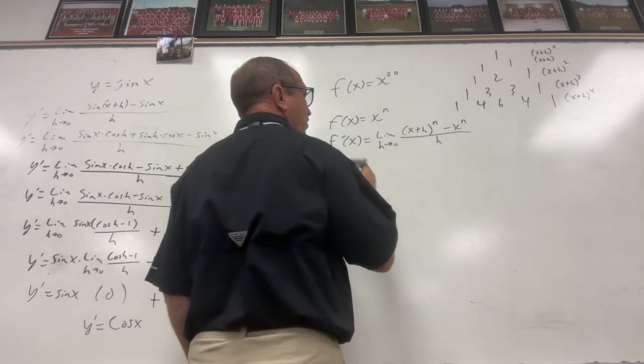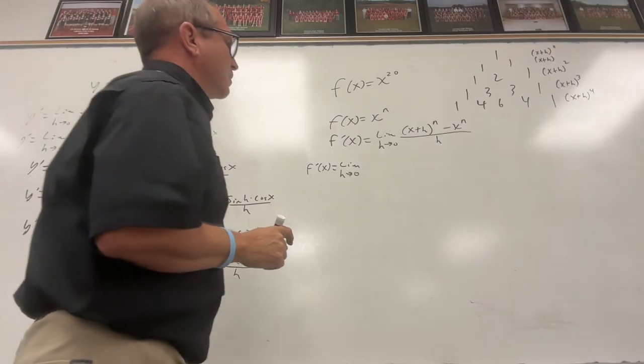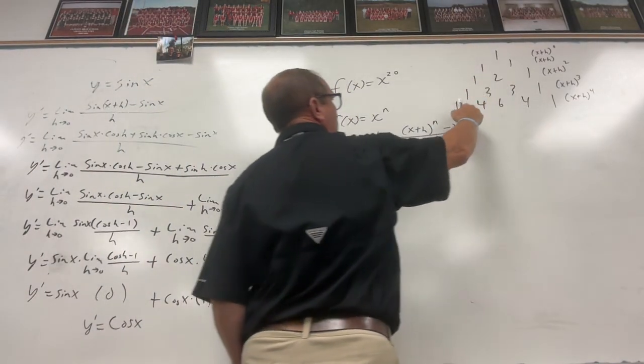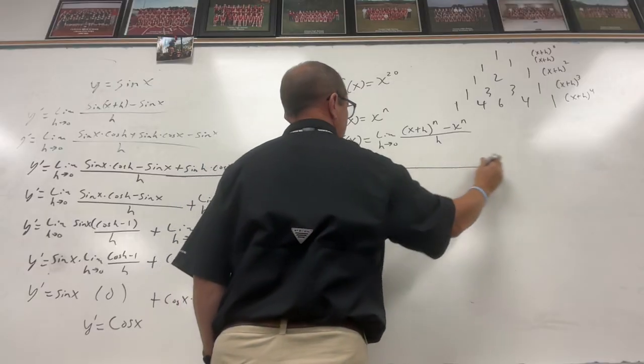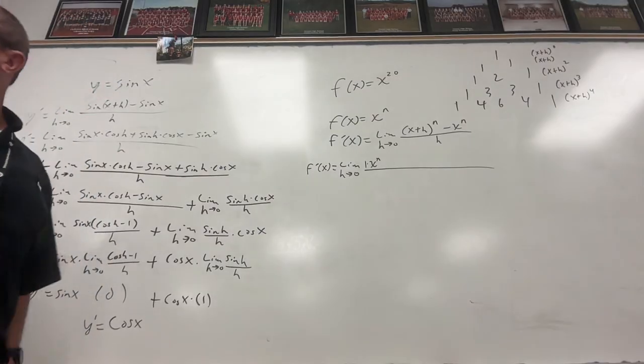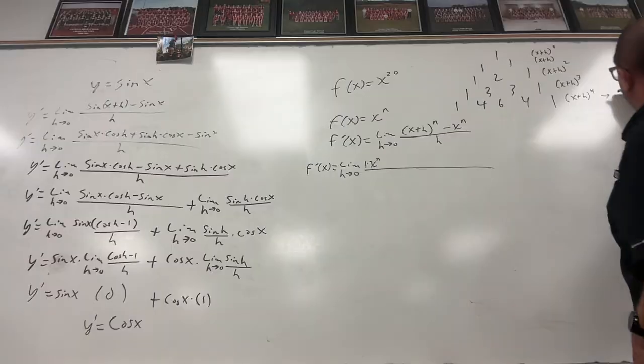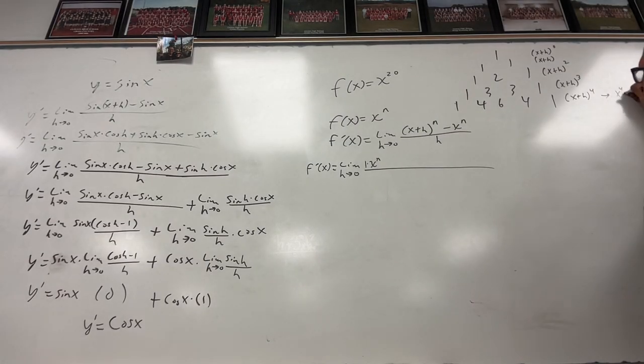All right, so think about what the first term is. Well, the first term is going to be, your leading coefficient is going to be 1. So it's 1 times x to the nth power, right? This line right here would be x to the 4th plus 4 times x cubed h, right?